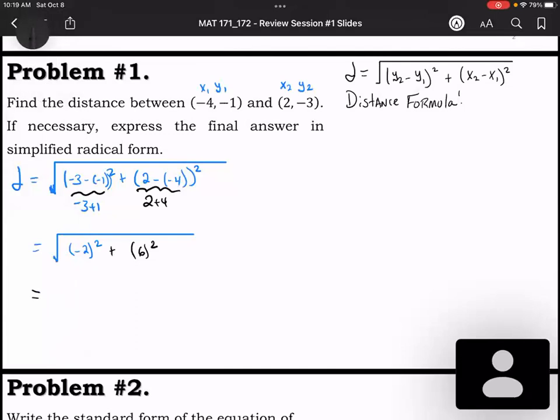All right. Now, what is -2 squared followed by 6 squared? 4 plus 36. Okay, and what is 4 plus 36? 40. So we get that d should be equal to the square root of 40. Although this is a good answer, the question states that if necessary, express the final answer in simplified radical form. So when you look at the square root of 40, is there a factor of 40 that's a perfect square that will allow us to break this square root of 40 down further?